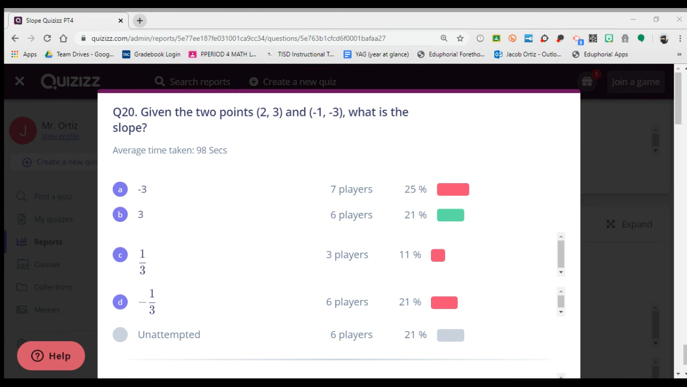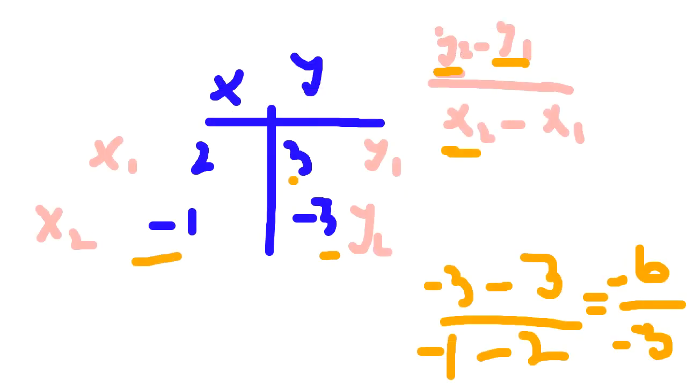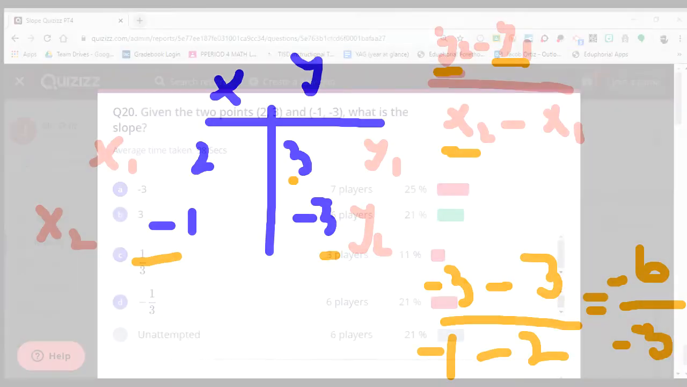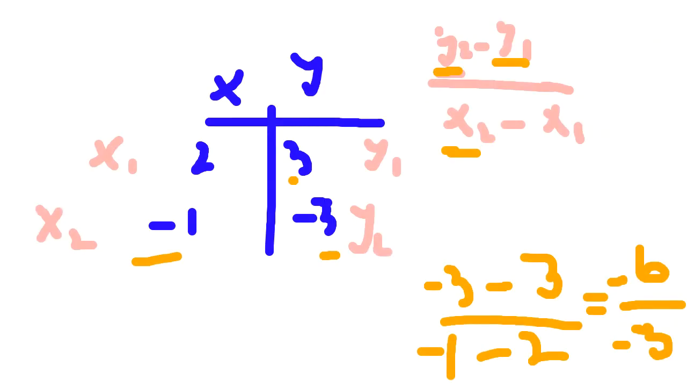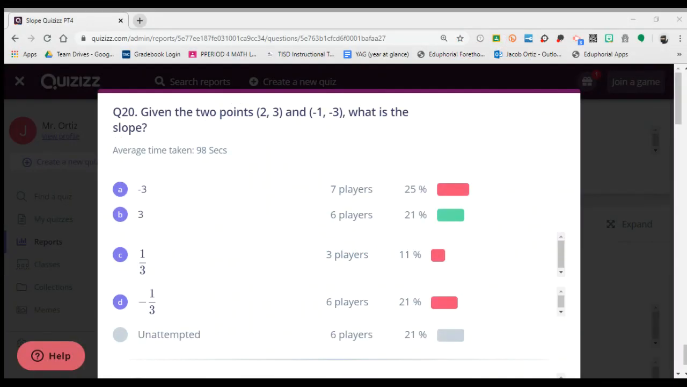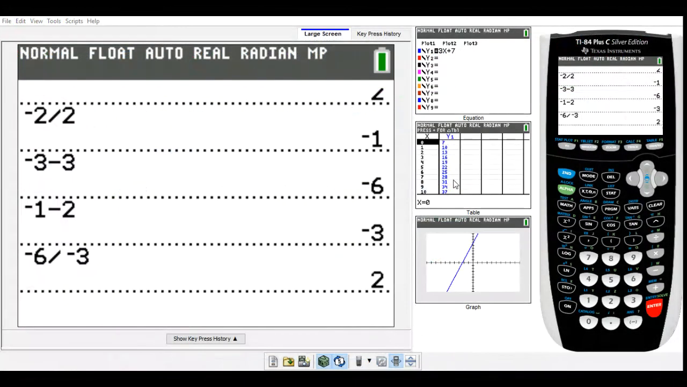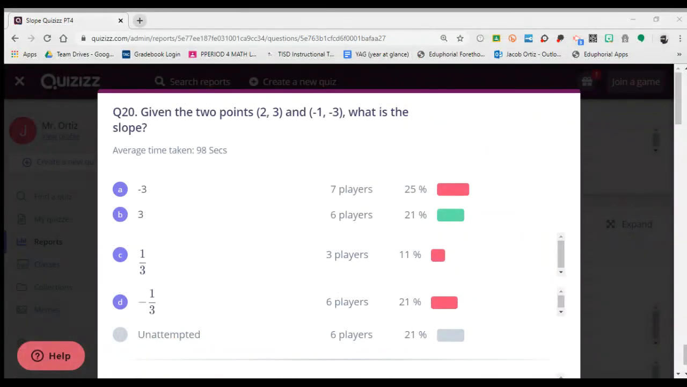And I got it wrong. Let's see what we did. So 2, 3, -1, -3, and that is wrong. You should get positive 2. I don't know why that's not coming up. Let me do this in the calculator as well to check my work, because I might have messed up somewhere and I can't see it.